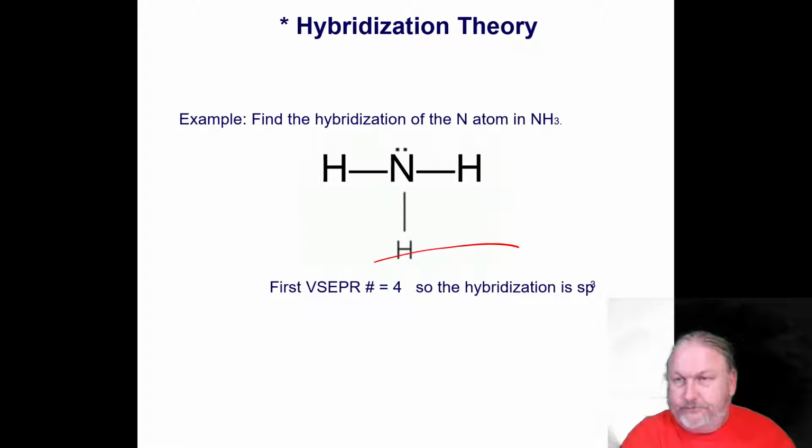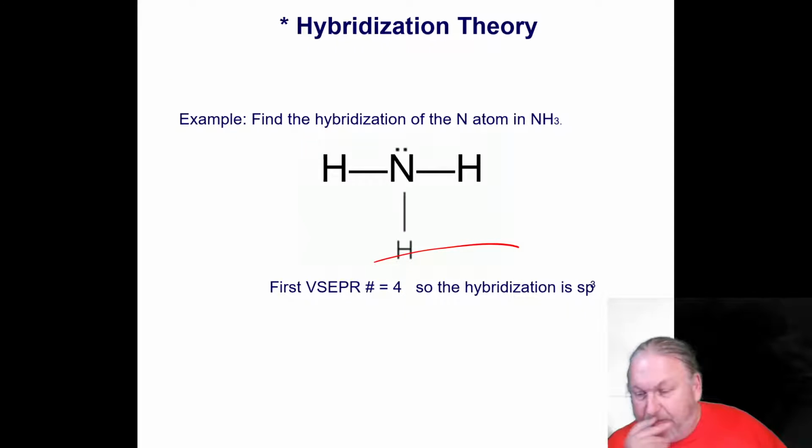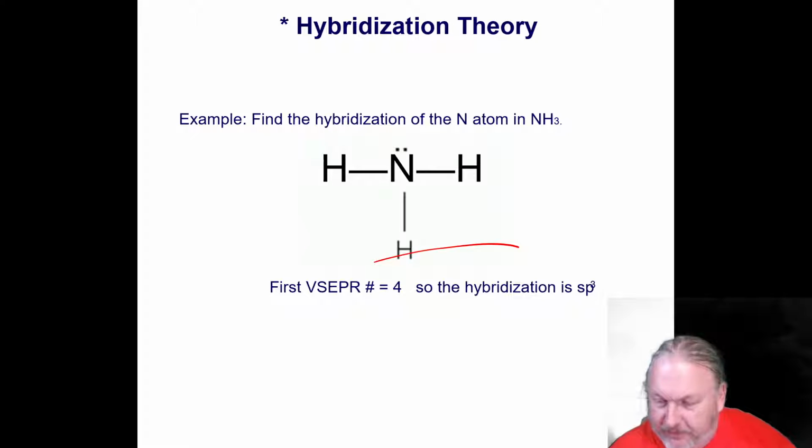Okay? Now, if I look at ammonia, let's find out what that one is. If I look there, I've got 4 domains, so ammonia also hybridizes the s and the 3 p orbitals into sp3 orbitals. All right.